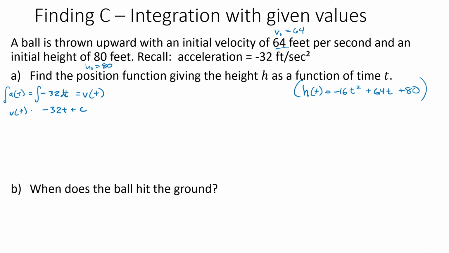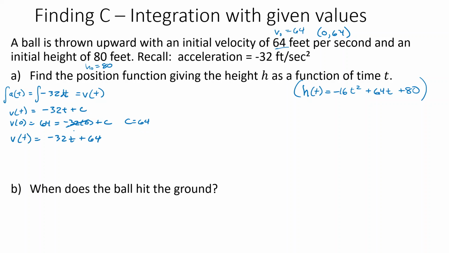That's our velocity. Now we can find this constant c because we're given that at time 0, the velocity is 64. So if we plug in 0, 64 equals negative 32 times 0 plus c. So this goes away and we get c equals 64. So we get that our velocity function is negative 32t plus 64.